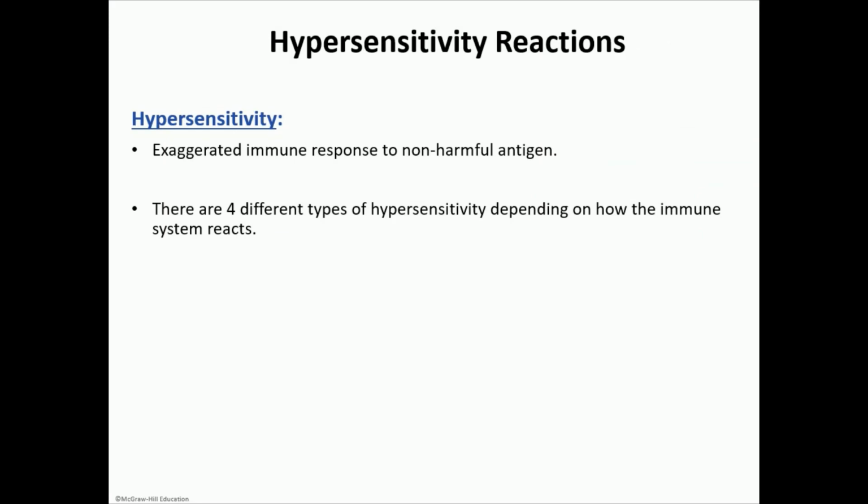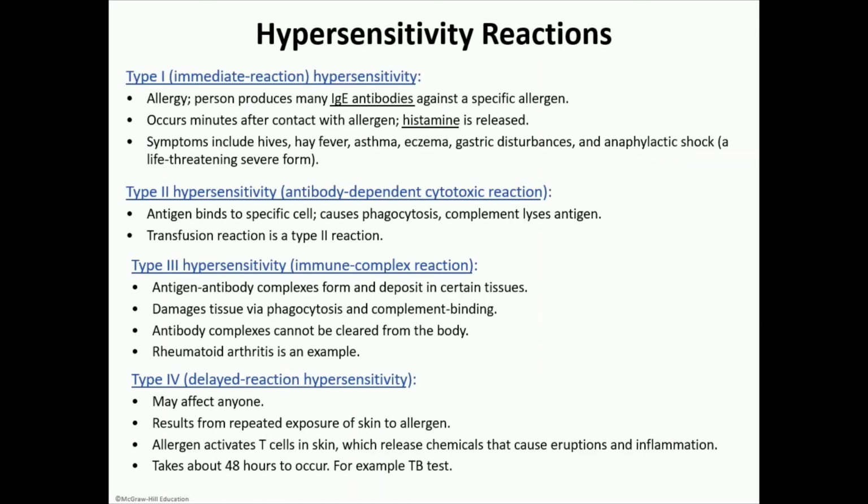Now we've got different hypersensitivity reactions. We do like our immune system, but sometimes it overreacts, and that overreaction is known as hypersensitivity, which is an exaggerated immune response to a non-harmful antigen. There are 4 different kinds depending on how your immune system reacts. So we are going to discuss the 4 different kinds of hypersensitivity reactions. The first type is known as type 1, or immediate reaction. Those are just your regular allergies that occur within minutes of contact with that allergen.